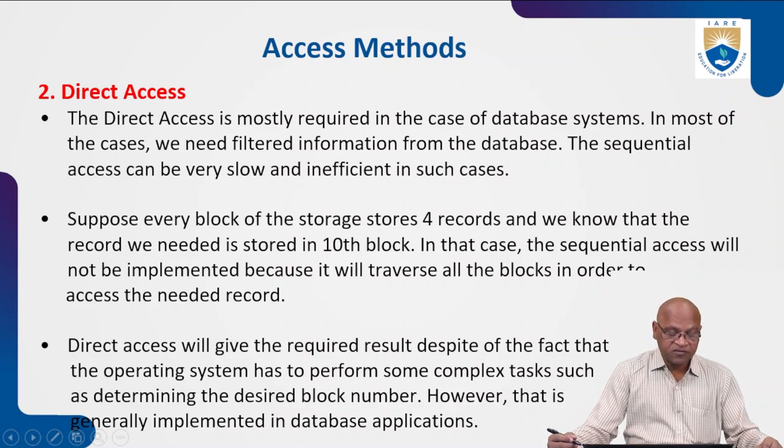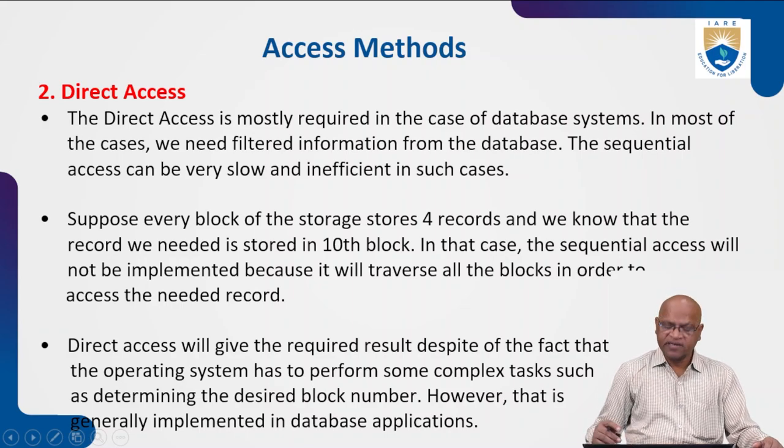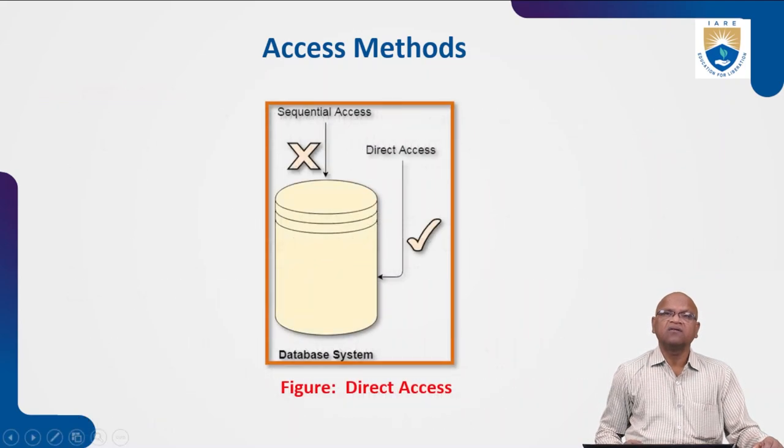However, this is generally implemented in database applications, because we have seen that serial access is used for text files, diagrams, MP3s and so on. In direct access, we cannot go line by line, because we want a certain record, and that record's position from the base may be 1000. If you read line by line using sequential access, it takes a lot of time. So we don't use that in such cases, and in database operations we go for the direct access method. So this is the direct access method. In the database, we use the direct access method.